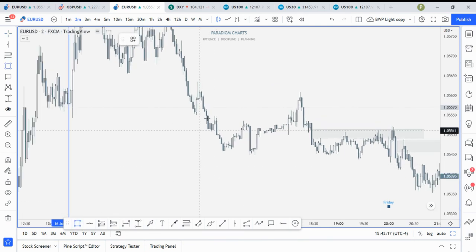Okay, this is another example. This is a fair value gap here. Okay, your stop loss will be here or this swing high, first candle or this swing high, whichever one you are comfortable with. All right.